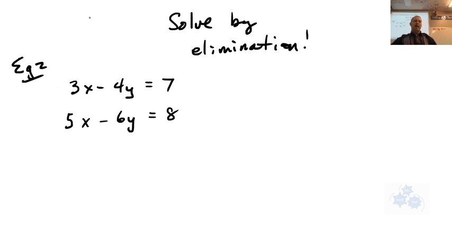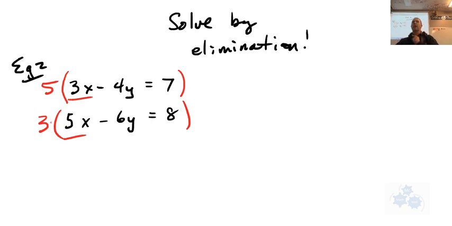So I'm going to take a look at the x terms in each, okay? So here's a 3x and here's a 5x. Now, what you want to think of is what is a common multiple between 3 and 5, and that's what you want to change these terms into. So what's a common multiple between 3 and 5? 15, right? Very good. So 3 times 5 is 15. That's the lowest common multiple between 3 and 5. So what that means is I'm going to have to multiply this equation by 5 and this equation by 3.